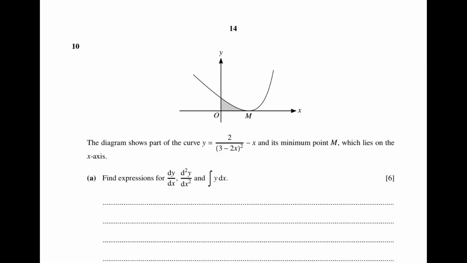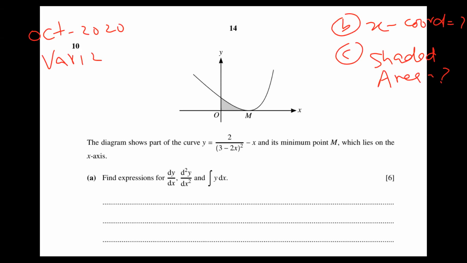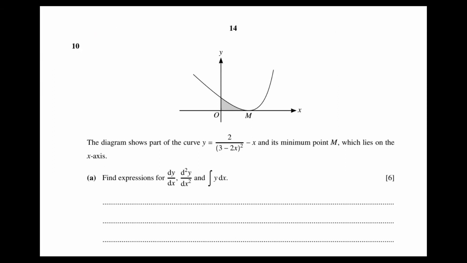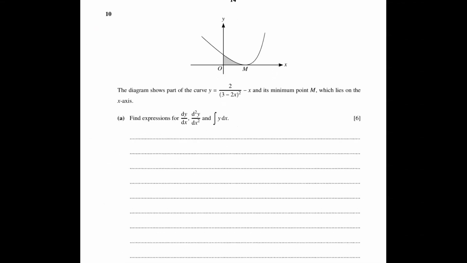Bismillah ar-Rahman ar-Rahim. This is a question we have, October 2020 variant 12. And we have to do question number 10. The topic is integration and differentiation. So first of all, for 6 marks, we'll go for differentiation and integration.